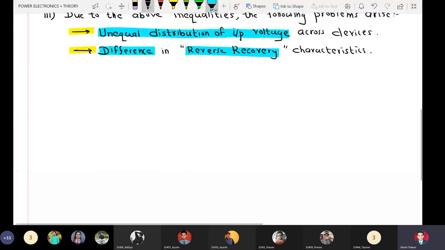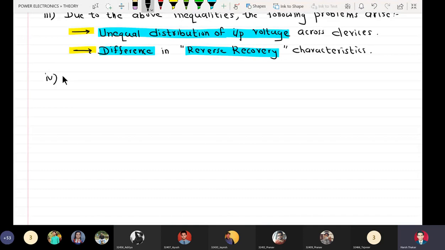So in order to solve the problems mentioned in point number 3, what we have to use is called a voltage equalizing network. So we can say, to overcome or minimize the above two problems, we use voltage equalizing networks.